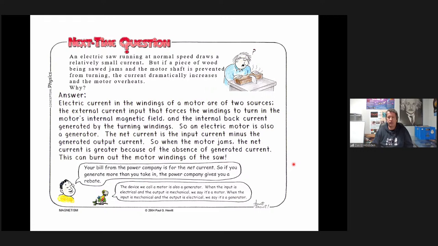So Paul makes an interesting comment there that your bill from your power company is the net current. So if you generate more than you take in, the power company gives you a rebate, gives you some money back.